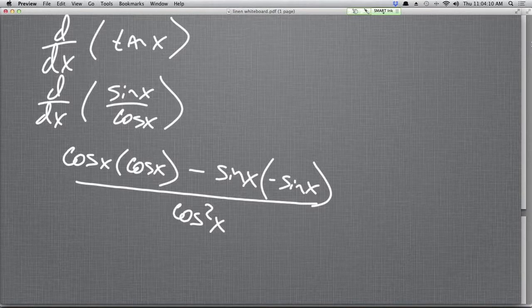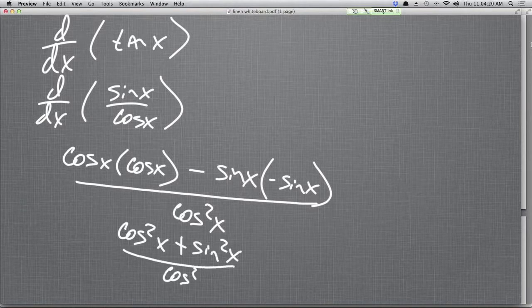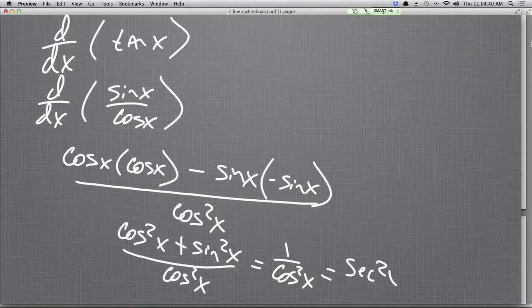Cosine squared minus sine squared. The top turns into not cosine squared minus sine squared, but cosine squared plus sine squared, and that should be very familiar to us, because cosine squared plus sine squared is 1. So I'm dealing with 1 over cosine squared, which is secant squared. So that means the derivative of tangent is equal to secant squared.